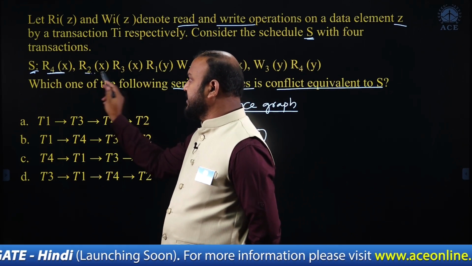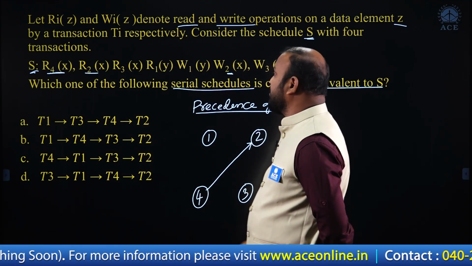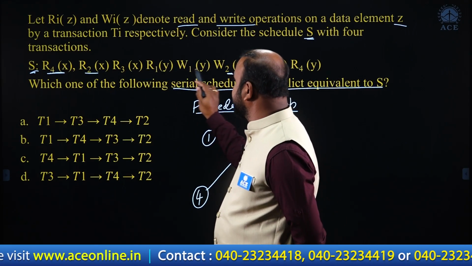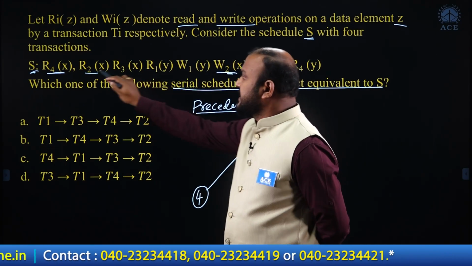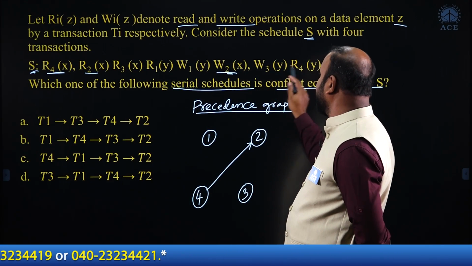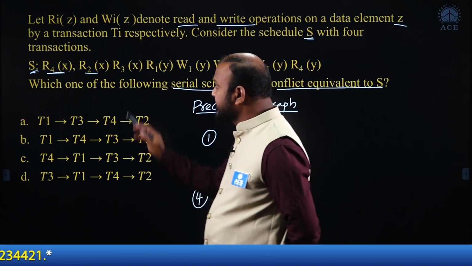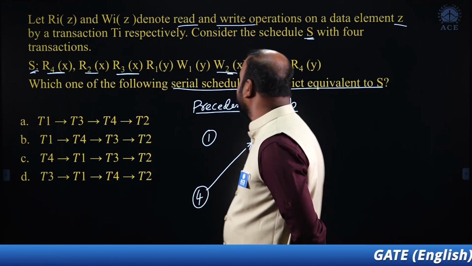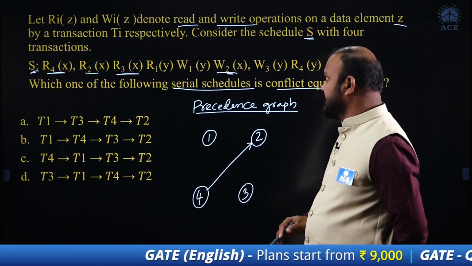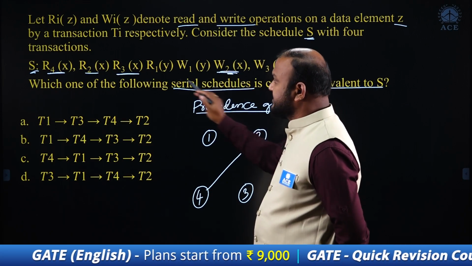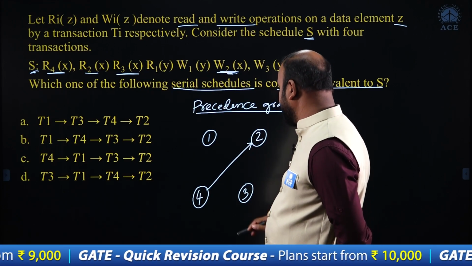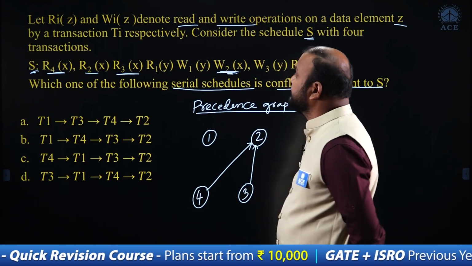Now continue with the second operation. R2X conflicts with write X of another transaction. Look at the write X's. This is a write X, this is transaction 2, and it is also transaction 2. The same transaction will not conflict. Why? No conflicting operations. Next, R3X. R3X is going to conflict with write X of another transaction. Here write 2X is there. R3X, write 2X means we have a conflict from 3 to 2. Draw an edge from 3 to 2.